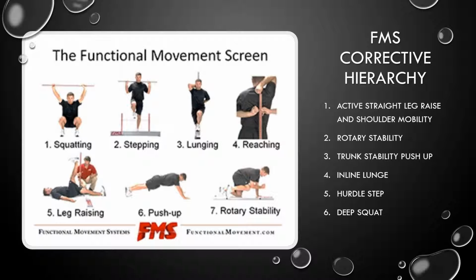However, the mobility tests, or the active leg raise and the shoulder mobility, along with the stability tests, or the rotary stability and the push-up, they're actually fundamental to functional movement and they should always be reconstructed first. So it's best to follow the order seen here on the right hand side of the screen with your corrective strategies and move to the next test when a minimum score of 2 has been attained in the previous one.